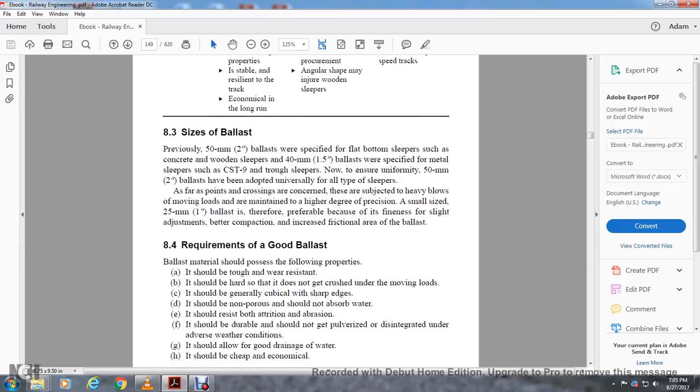8.4. The requirements of good ballast. Ballast material should possess the following properties. It should be tough enough to be wear resistant. It should be hard so that it does not get crushed under the moving loads. It should be generally cubical with sharp edges, to be non-porous.